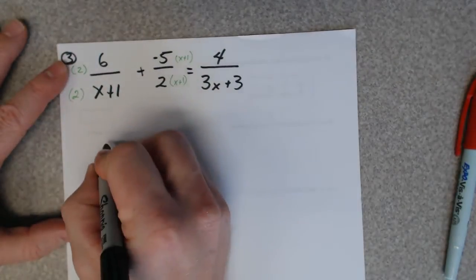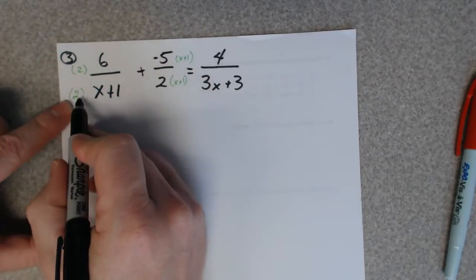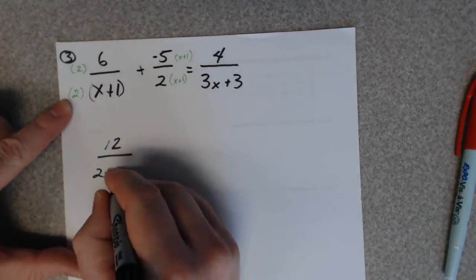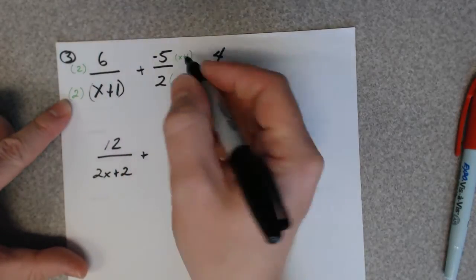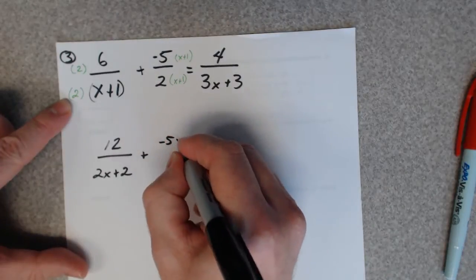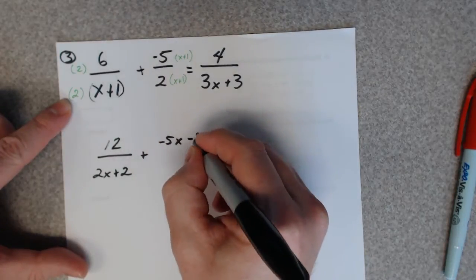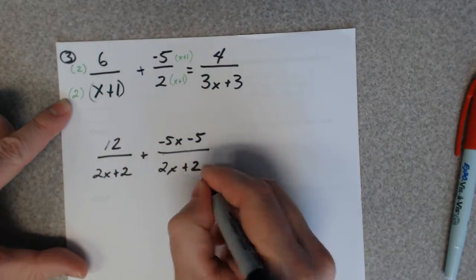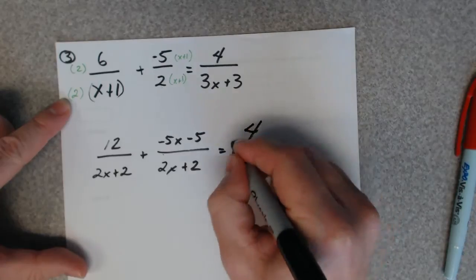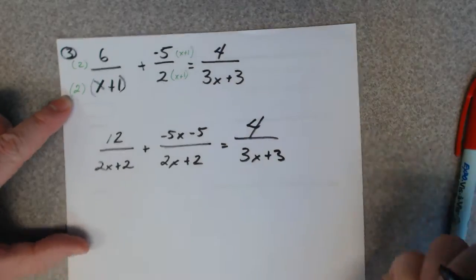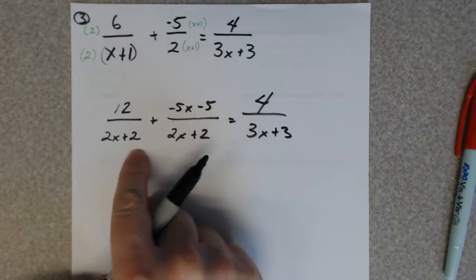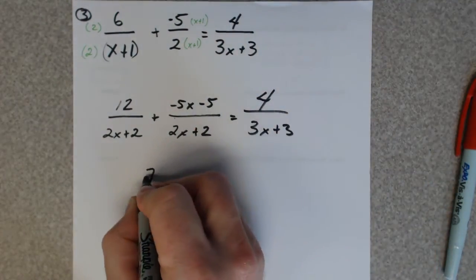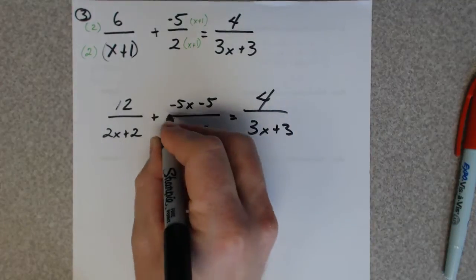2 times 6, 12. 2 times x, this is times both of them. 2 times 1, plus -5 times x, -5 times 1. 2 times x, 2 times 1. Alright, same denominator. That's what's supposed to happen. So 12 plus -5 gives me a 7. Still a -5x on top.